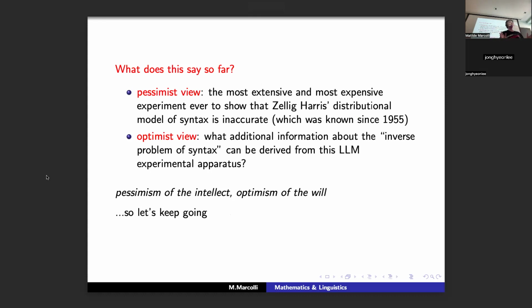So, the pessimistic viewpoint: we are witnessing the most extensive and most expensive experiment ever conducted to show that Zellig Harris's model of syntax is not accurate. The less pessimistic viewpoint is that one can still ask what additional information about this question, about solving this inverse problem of syntax from semantic spaces, can be derived from using large language models as an experimental apparatus for investigating it. So I will continue next time with this. Is it pessimistic or optimistic? Now I leave it up to you which one you want to choose.